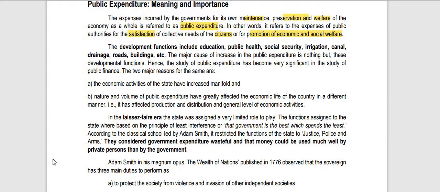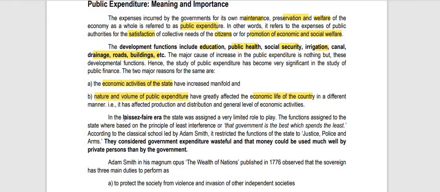And when we say development, that should be sustainable in the aspects of education, public health, social security, irrigation, drainage, and a lot more. So public expenditure is nothing but these developmental functions because of course our main purpose is to alleviate, meaning to make the lives of the citizens of the Philippines better than before. So this public expenditure is very significant as it encompasses the economic activities of the state, and of course the nature and volume of public expenditure shall have a great effect on the economic life of the country.